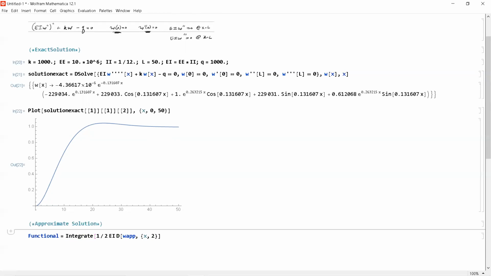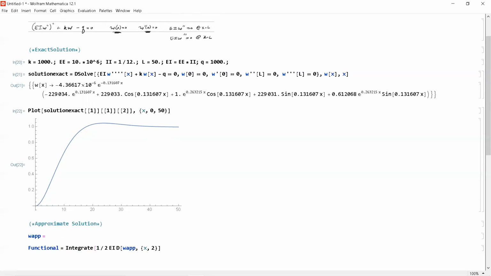Let me first define W approximate. I say it's going to be A1 (x over L) squared plus A2 (x over L) cubed plus A3. Let's add maybe a couple more terms just for fun. Maybe add one more, why not? I can do it, right? It's easy to do. Let's add 4 terms, maybe it's overkill. So that's the approximate solution I'm selecting. It satisfies the boundary conditions. You can check it yourself.